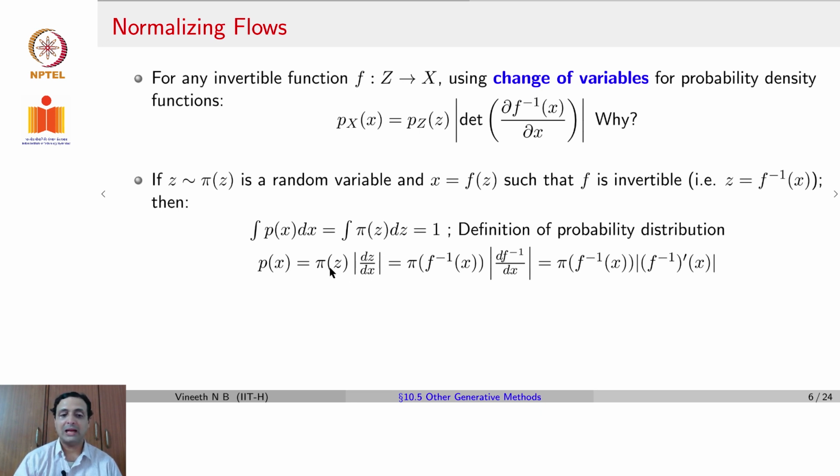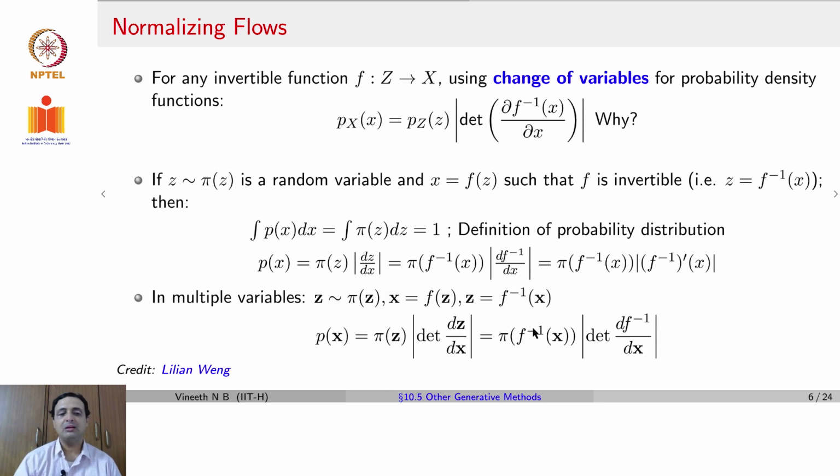But we already know that z is f⁻¹(x). So we're going to put that here. We would have π(f⁻¹(x)) times the gradient of f⁻¹(x) with respect to x, which we are writing as π(f⁻¹(x)) times f⁻¹′(x), where prime here stands for the gradient. In vector form, this would be p(x) is equal to π(z) times the determinant of dz/dx, or π(f⁻¹(x)) times the determinant of ∂f⁻¹/∂x, which is what we wrote here in the first place.